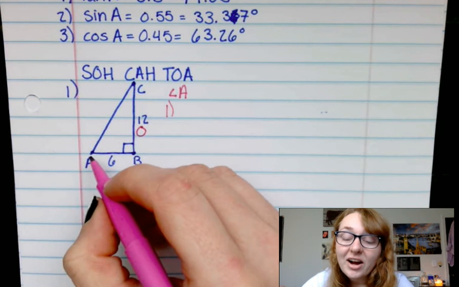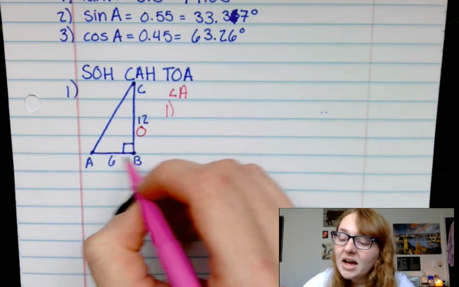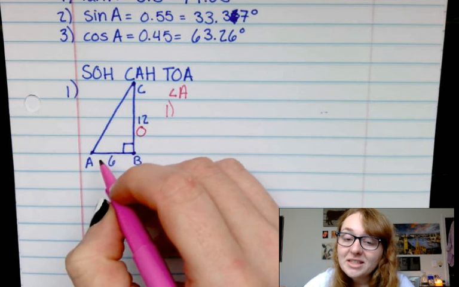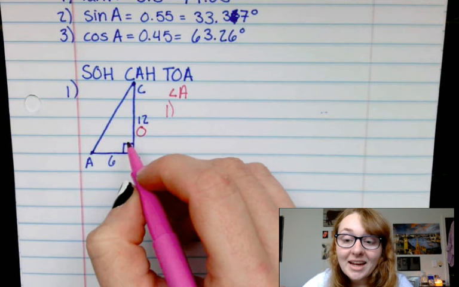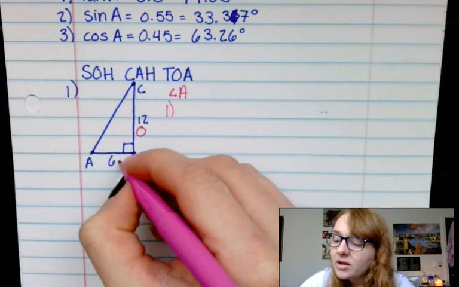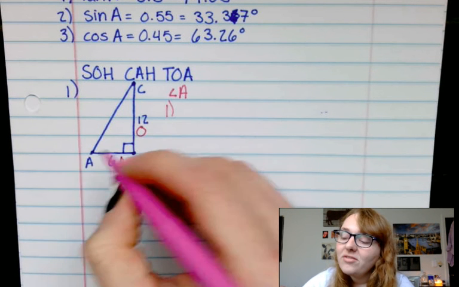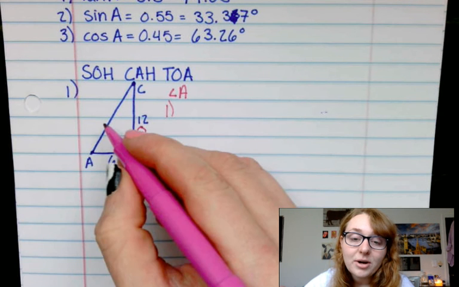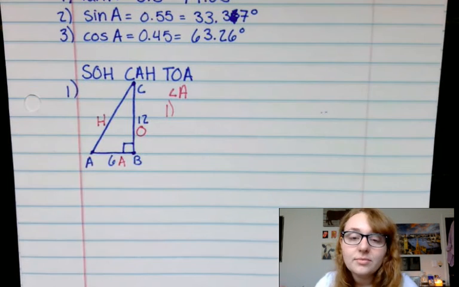From angle A, our adjacent side is going to be the leg that is next to, the leg that is adjacent to angle A. We know it is a leg if it also touches that 90-degree angle. So our adjacent side is going to be this AB, so I'm going to label that with a capital A for adjacent. And then finally, our hypotenuse is our longest side, or the side opposite from our 90-degree angle here. So I'm going to label that with an H.